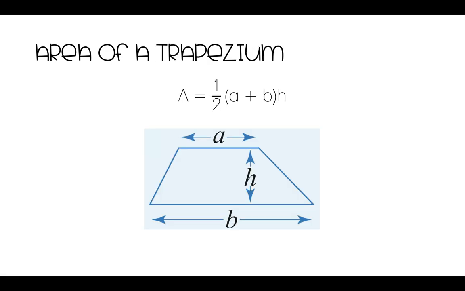The area of a trapezium. Now a trapezium has only one set of parallel lines, so it's different to calculating the area of a parallelogram, which has two sets of parallel lines. As you can see here that these two lengths here are not parallel. So what we do is we calculate half a plus b, so we add a and b together and then we half that, and then we're going to multiply it by the height here.